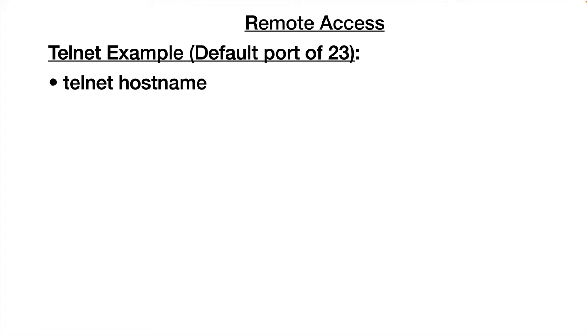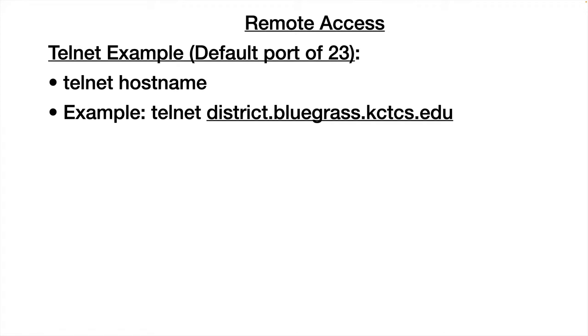So an example of how you would do this using the default port 23, which means I actually want to interactively log into the machine, is you issue the telnet command followed by a host name. So an example would be telnet district.bluegrass.kctcs.edu. Once you telnetted, it would give you a login prompt. You'd give your user ID. It'd ask you for your password. You would give your password. If your user ID and password were correct, then it would remotely log you in and give you a prompt to issue commands. So it's basically a CLI on a remote machine.